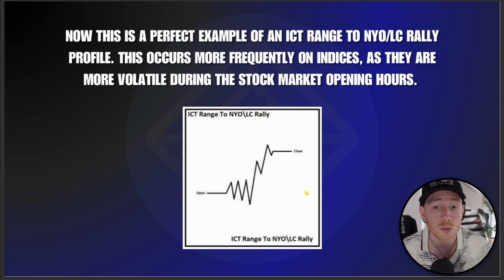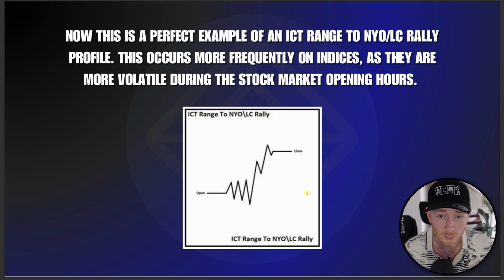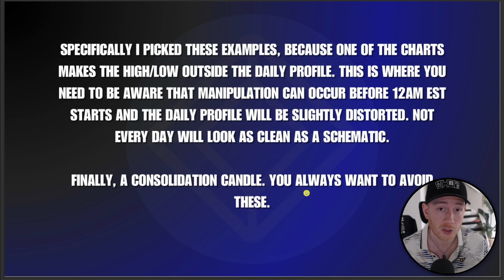Now, this occurs more frequently on indices. And why is that? Because on indices, the market is way more volatile when the stock market exchange opens. With Forex, there can be a lot of volatility during London. Indices sometimes have that as well, but it is way more likely that there's going to be a consolidation pre-market hour open.